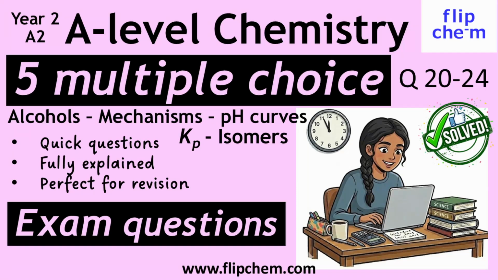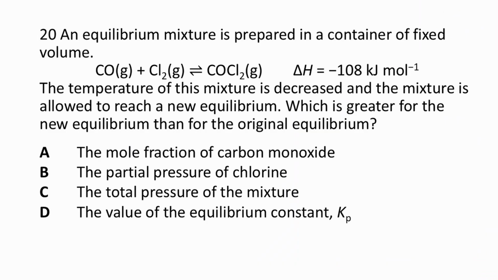Welcome everyone. In this video, I'm going to go through 5 A-level chemistry multiple choice questions. The questions are from the 2017 AQA Paper 3 and cover reactions of alcohols, organic mechanisms, pH curves, equilibrium constants in terms of partial pressure, Kp, and isomers. Let's get started. Here's the first question.